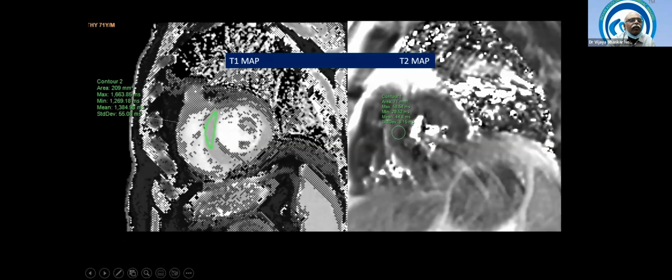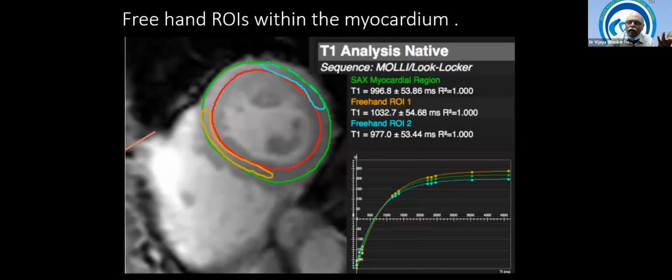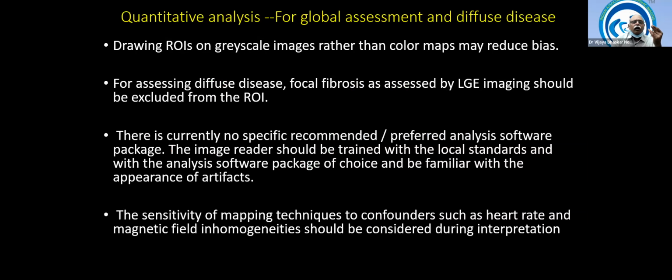And then here, a very large ROI. You can draw a free ROI. You can draw a large ROI depending upon the extent of myocardium available to you. Then a circle, we can draw ROIs like this for calculation. As long as the largest segment is available, no problem.